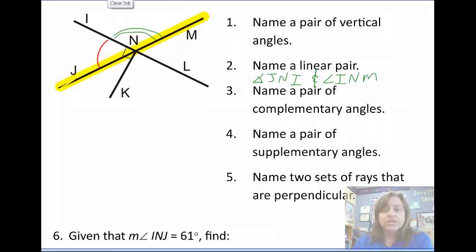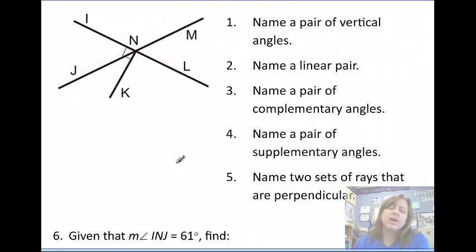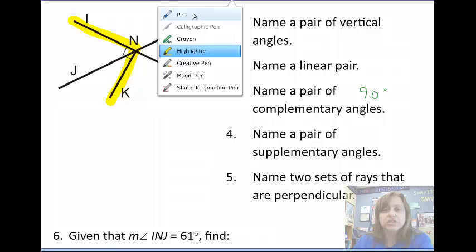Okay, our next question asks us to name a pair of complementary angles. Remember, complementary is the set that adds to 90 degrees for its total. So I'm looking for two angles that are going to make 90 degrees together. And since these are adjacent, these are probably going to need to be angles that make a right angle. So let's see if we can highlight a right angle. I see one marked in the diagram with the little box that you see there at vertex N.